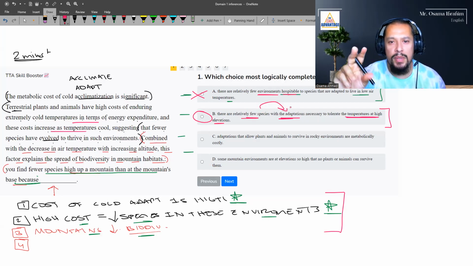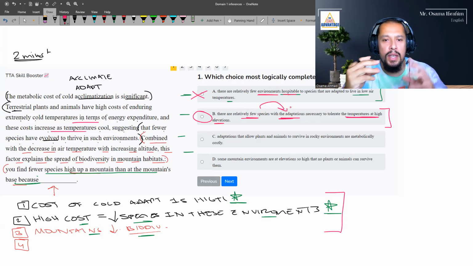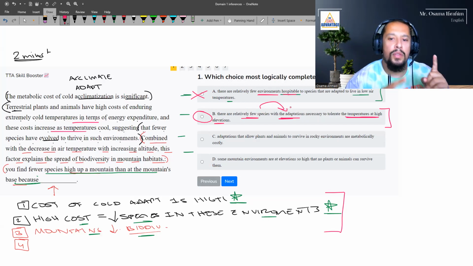So you have to put these pieces together. The text won't tell you directly. You have to put it together indirectly, right? There's a high cost of adaptation. Because there's a high cost of that adaptation, few animals actually adapt to the cold. That means the higher you go up the mountain, the fewer species you find, because there are few animals with these adaptations. So answer B would be the best answer.